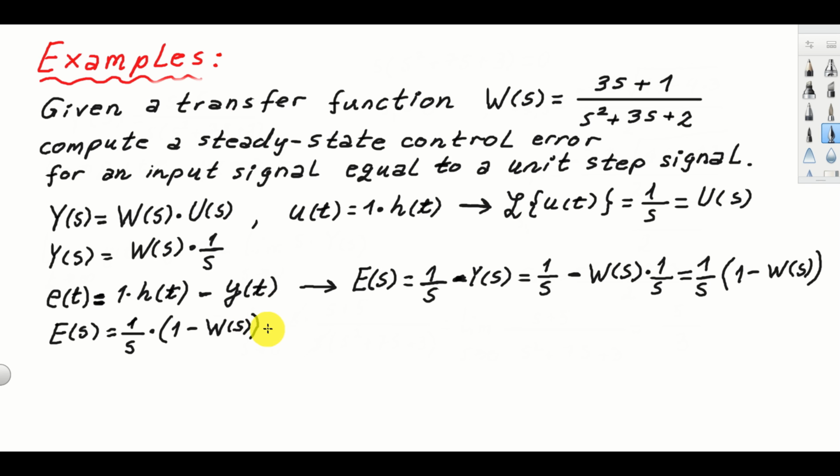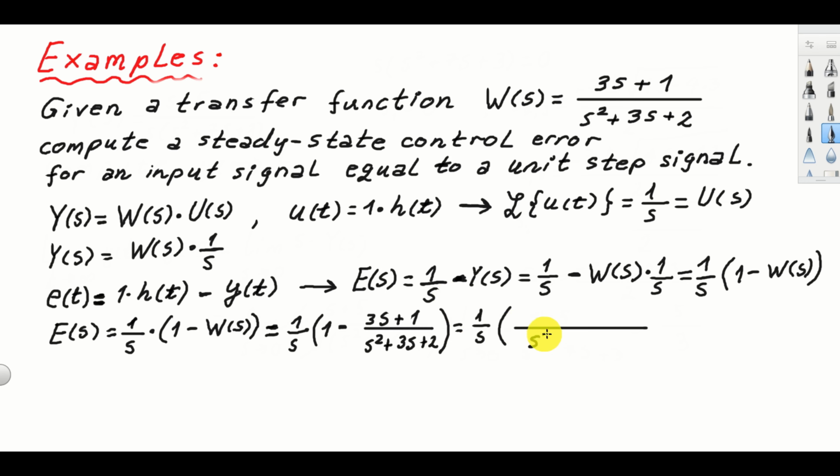Next, we can substitute our transfer function. So we will have 1 over s, and over here we will have 1 minus (3s plus 1) over (s squared plus 3s plus 2). Next we have 1 over s multiplying. In the denominator we will have s squared plus 3s plus 2, and in the numerator we will have s squared plus 3s plus 2 minus 3s and minus 1.